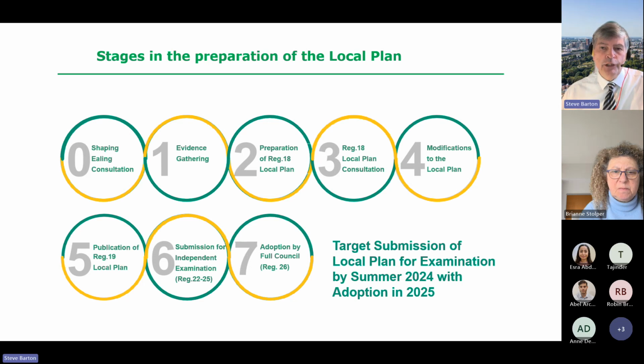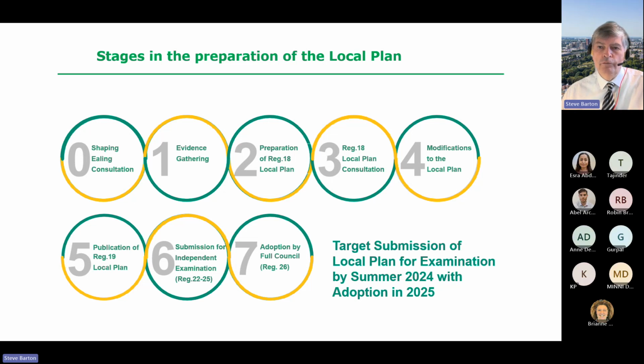This slide illustrates the stages in the preparation of the local plan, and we're currently at stage 5. So the earlier stages would have been the Shaping Ealing consultation, which we conducted back in 2022, where we invited you to tell us what some of the challenges and opportunities were within your localities. That was associated with a wider period of technical evidence gathering, much of the evidence base now sitting alongside the local plan on our web pages.